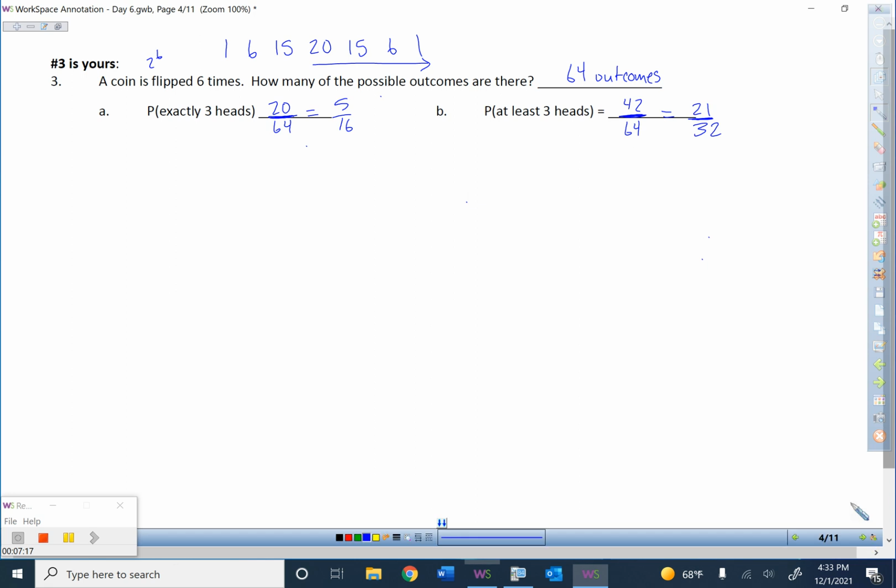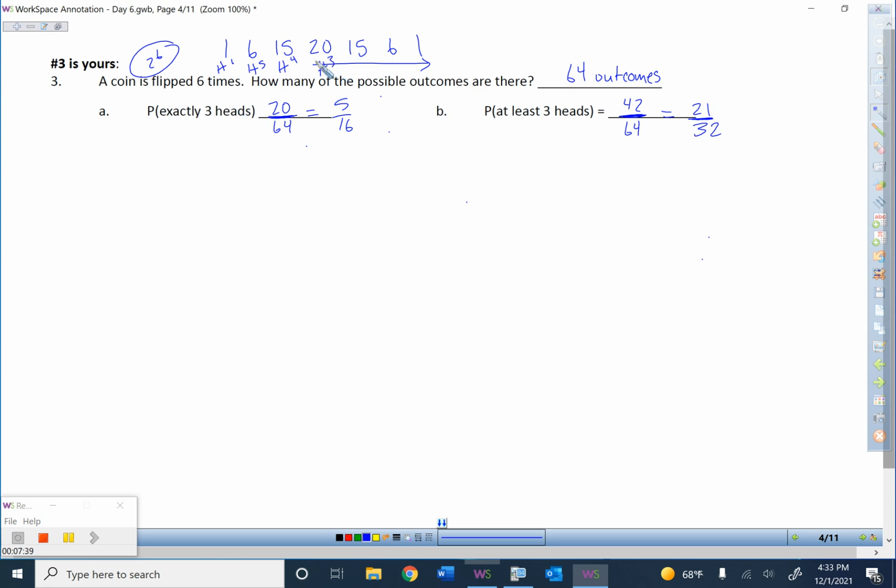Alright, so here we've got our row. There are 64 total outcomes. I'm still going to use the power version rather than counting these up, but counting those up will still get you that same answer. Exactly 3 heads was heads to the 6th, heads to the 5th, heads to the 4th, heads to the 3rd. Okay, so there.